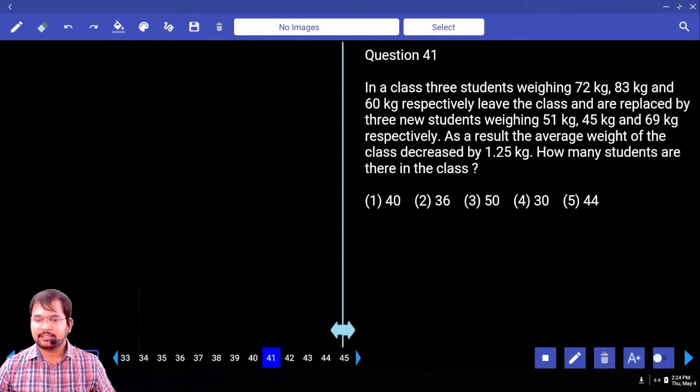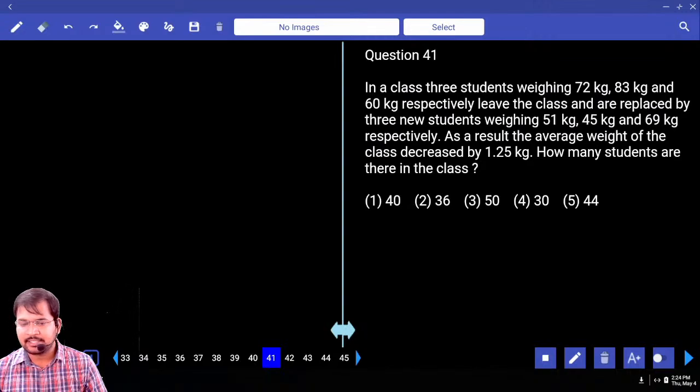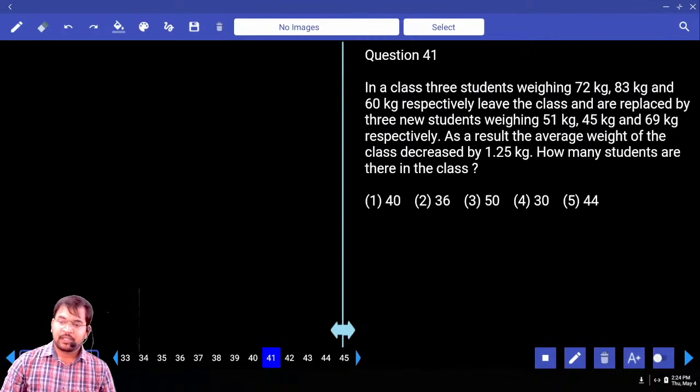In a class, 3 students weighing 72 kg, 83 kg, 60 kg respectively leave the class and are replaced by 3 new students weighing 51, 45, 69 respectively. As a result, the average weight of the class is decreased by 1.25 kg. How many students are there in the class? 3 are leaving and 3 are joined.